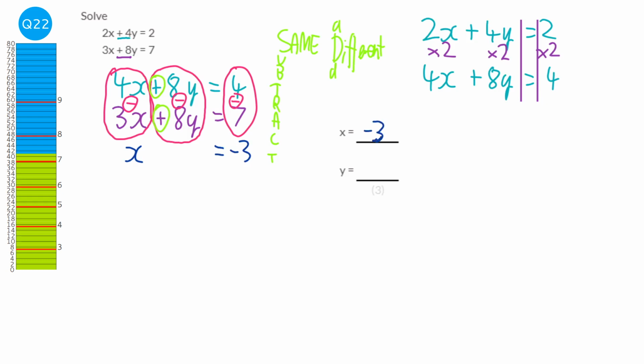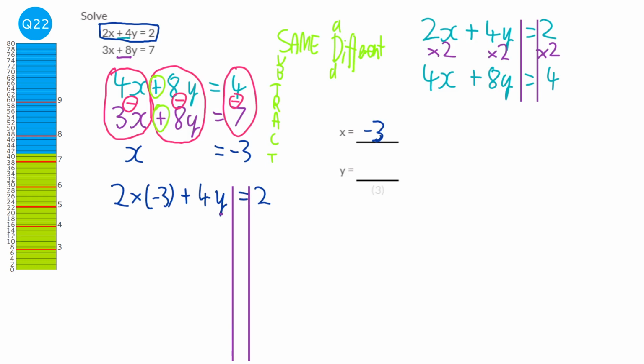Now we can't stop there because we need to find out what y is. So we substitute in the value of x, which is minus 3, into our first equation. So 2 times minus 3 plus 4y equals 2. We get our lines in to be able to solve it. So first thing I'm going to do, well, 2 times minus 3 is minus 6. So we're going to add 6 both sides. And so we've got 4y equals 8. Then we're going to divide that 4 from both sides. So we've got y equals 2.